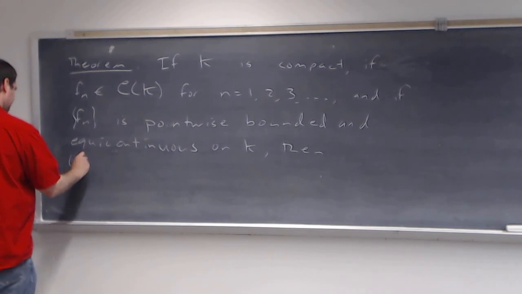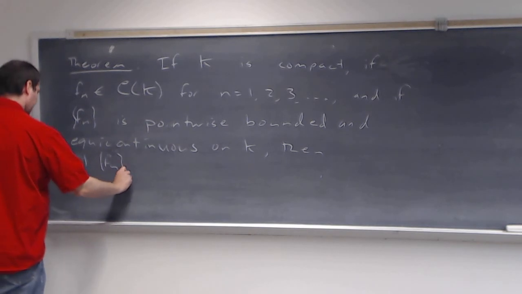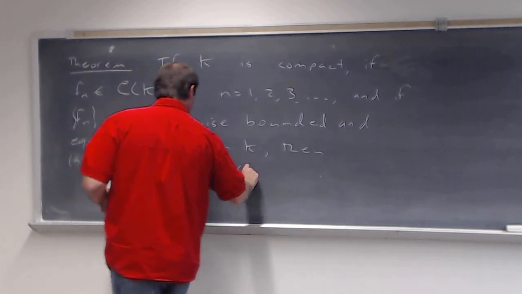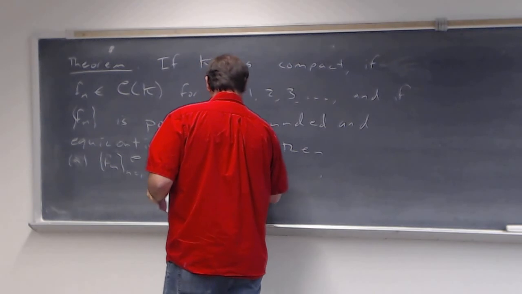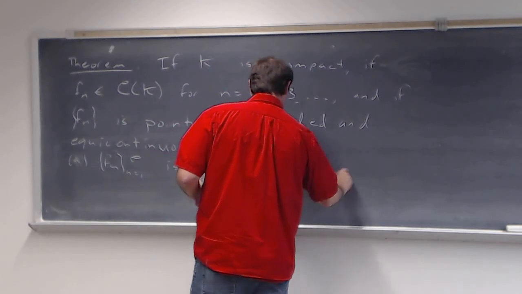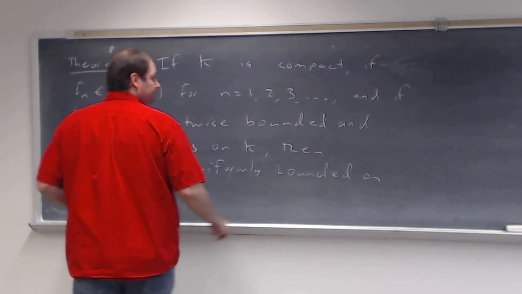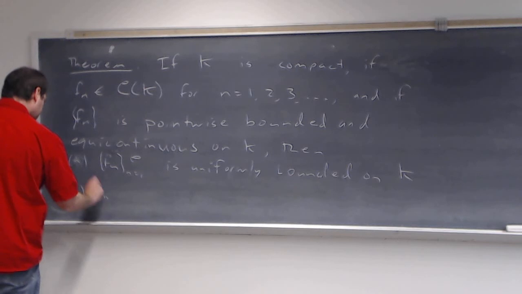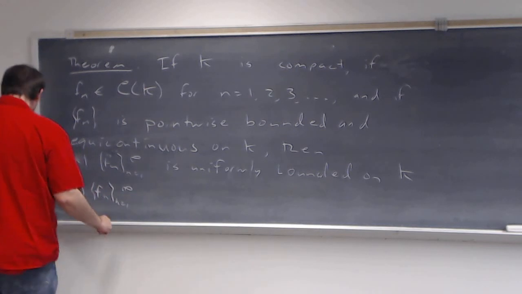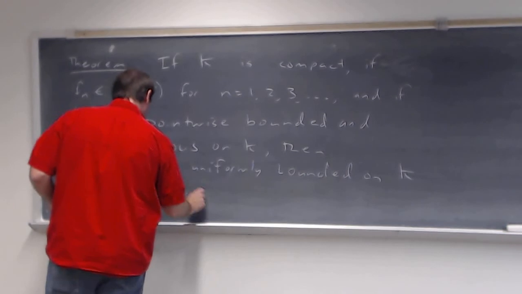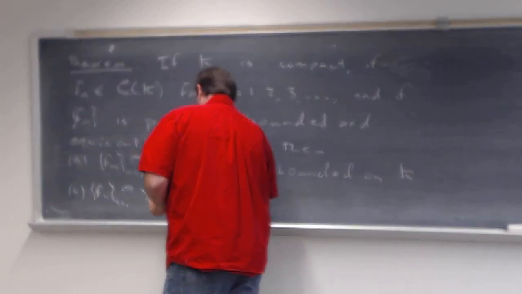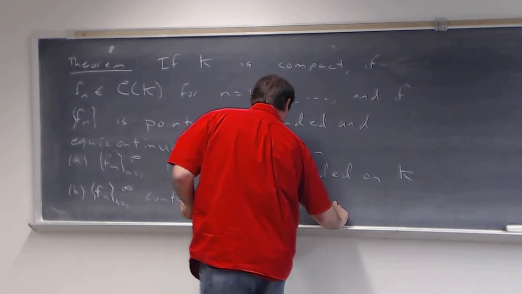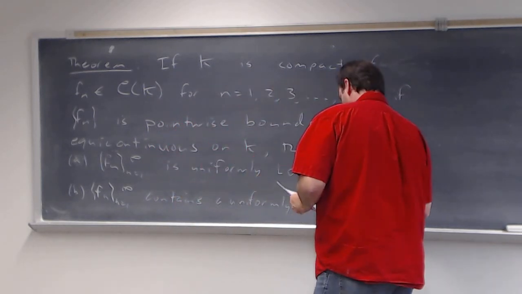Well, let me write down A. It says that f_n as a sequence is uniformly bounded on K. And part B, which is what we want to do, is that f_n contains a uniformly convergent subsequence.